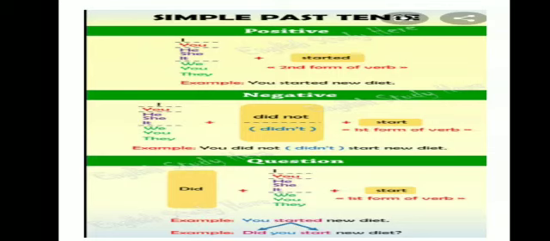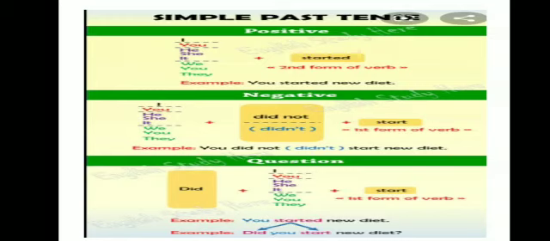Next is simple past tense, or we can call it past indefinite tense. It is easier than present. In this, we will put subject first of all. Subject can be noun or pronoun. Subject, then second form of verb and then the object. Like you started new diet, I went to market. In this we will not differentiate between singular and plural. All will remain same. We have to use only the second form of verb with each and every subject.